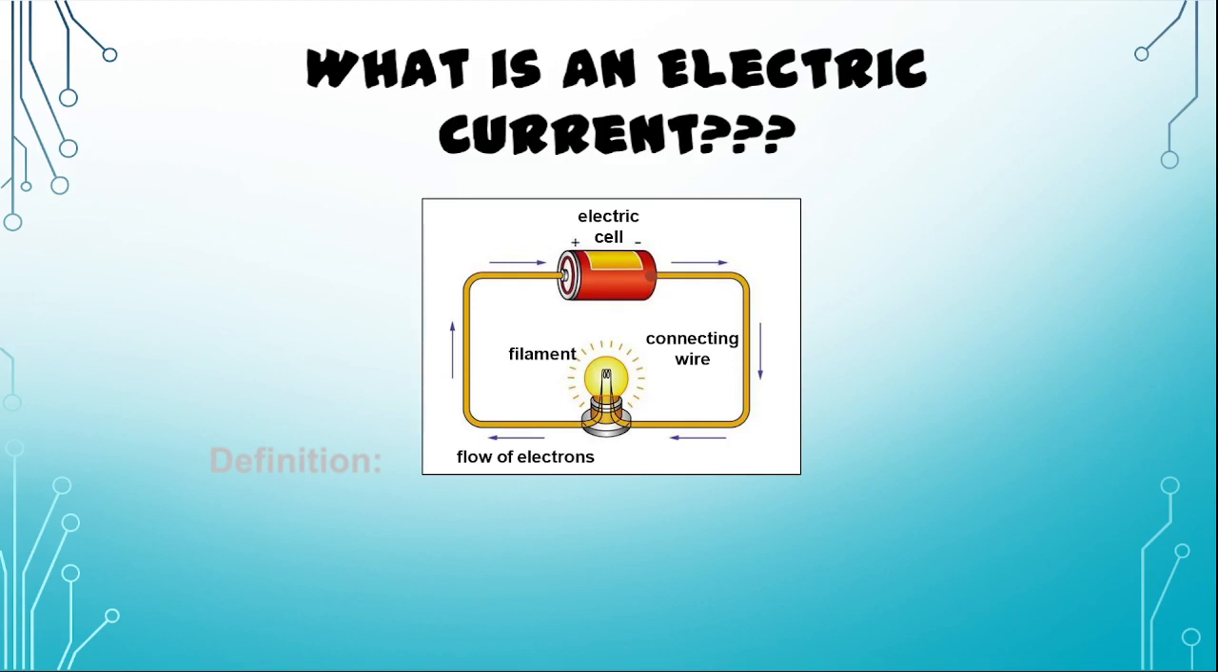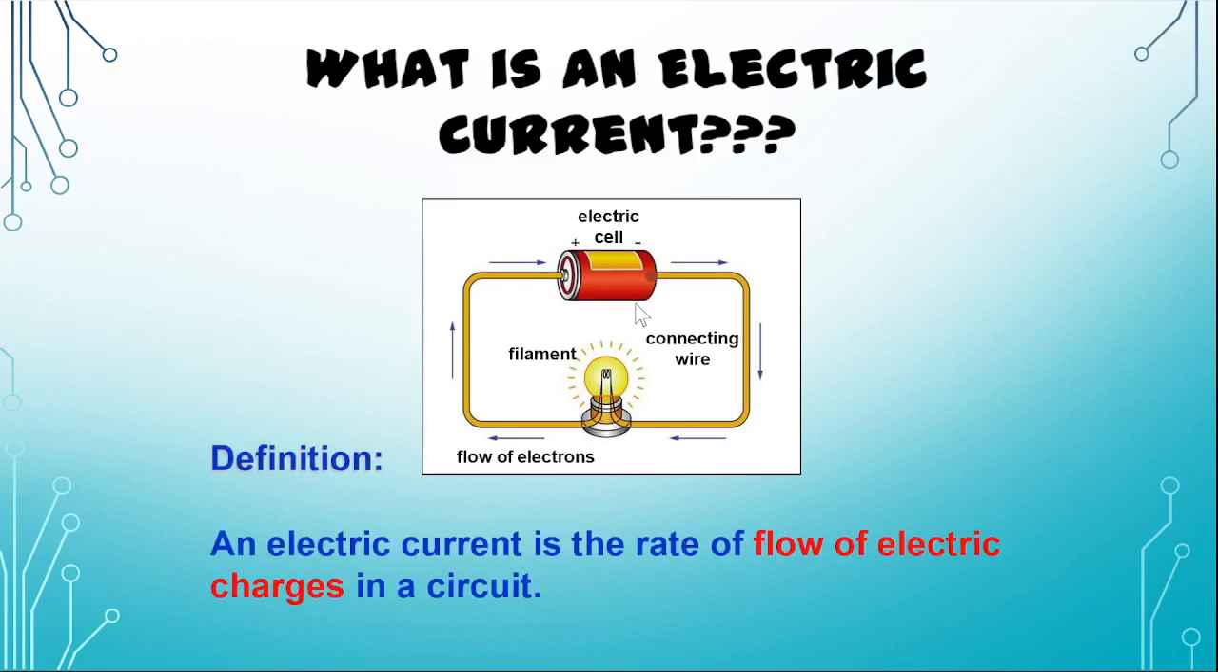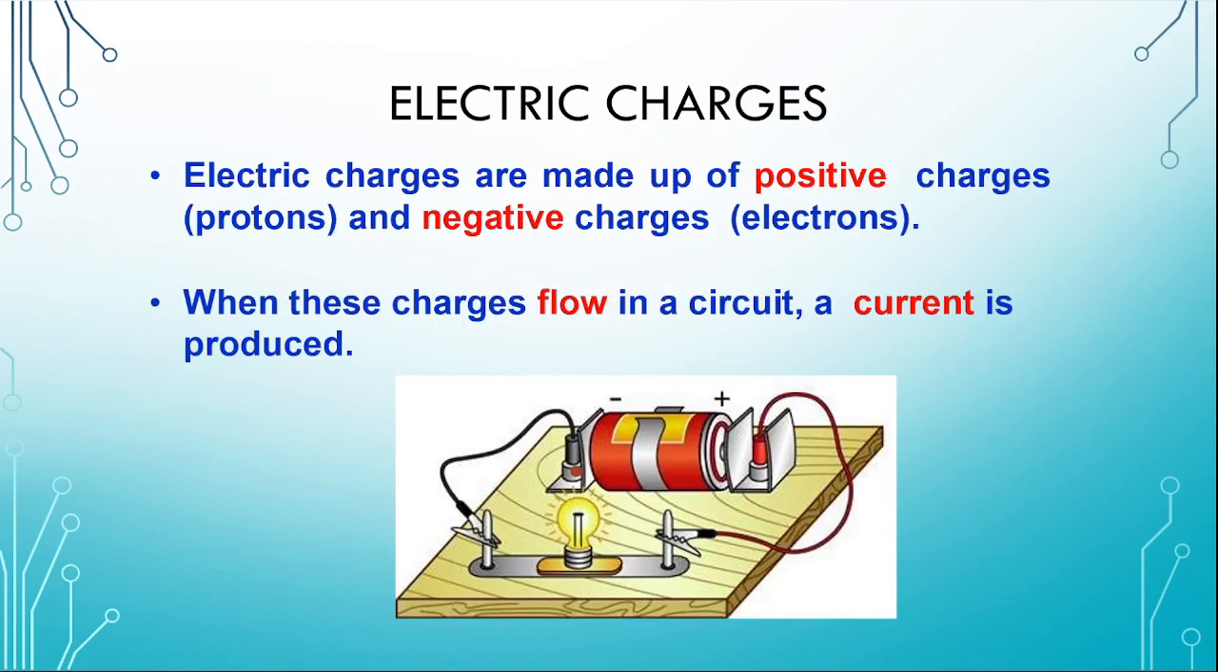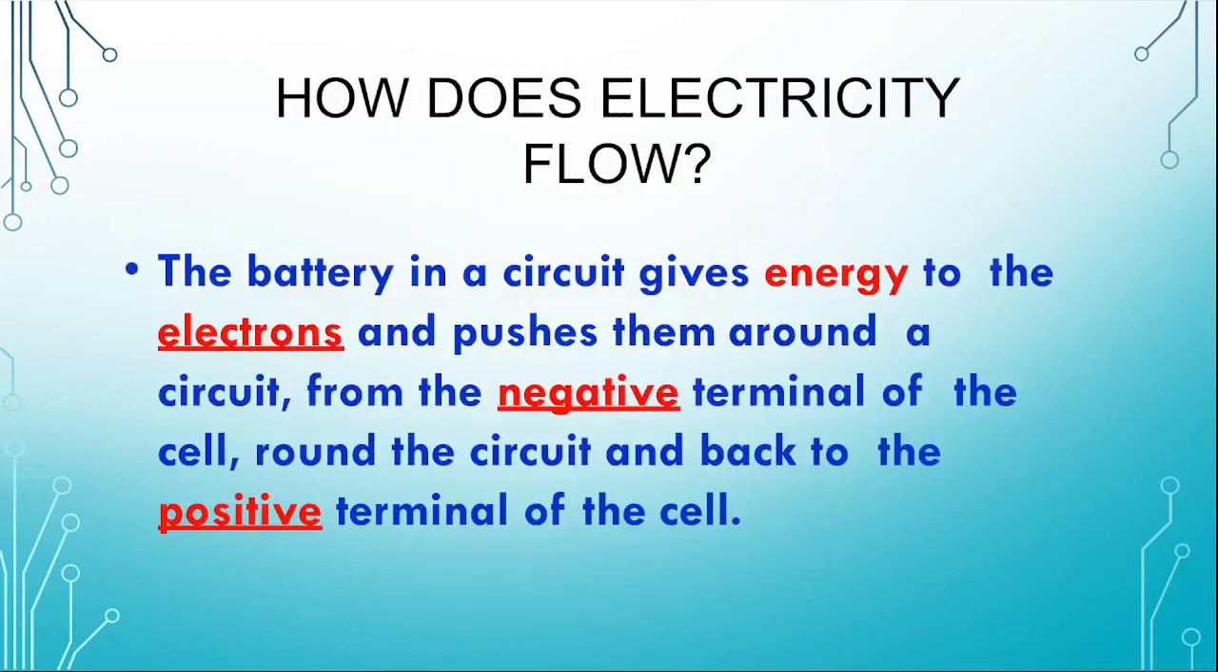An electric circuit would consist of a power source, which can be an electric cell, conducting wires, which should of course be made of conductors like copper or silver or other metals, and a device. So an electric current is the rate of flow of electric charges, positive or negative, in a circuit. Electric charges can either be positive or negative, and when these charges flow in a circuit, a current is produced.